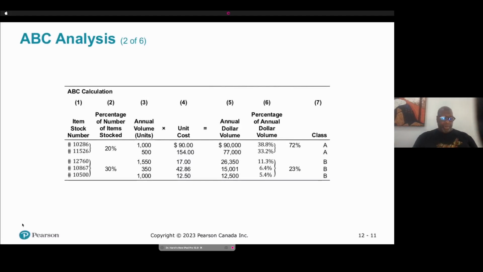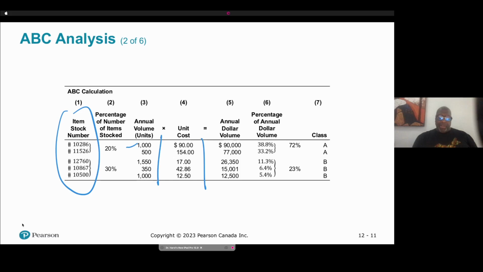Here's an example of a problem right here. We have a number of items, and we have their stock numbers, and then we've done our calculations, and based on the we've done, we have the annual volume in terms of units that are sold. We have the unit cost, and therefore we could compute the annual dollar volume. So 1,000 times $90 gives us $90,000, and so on.